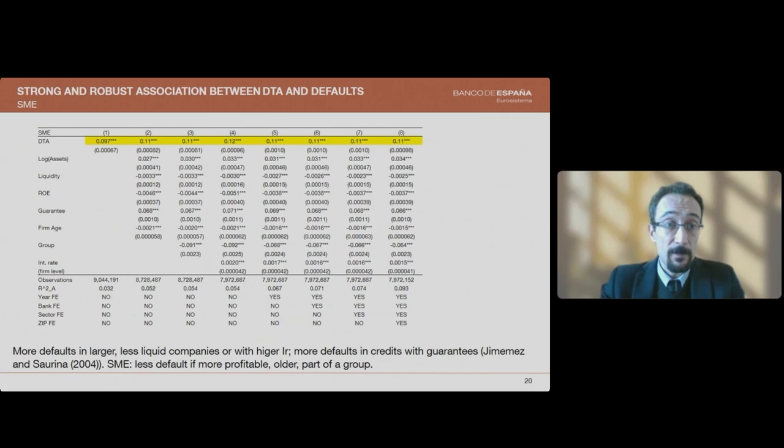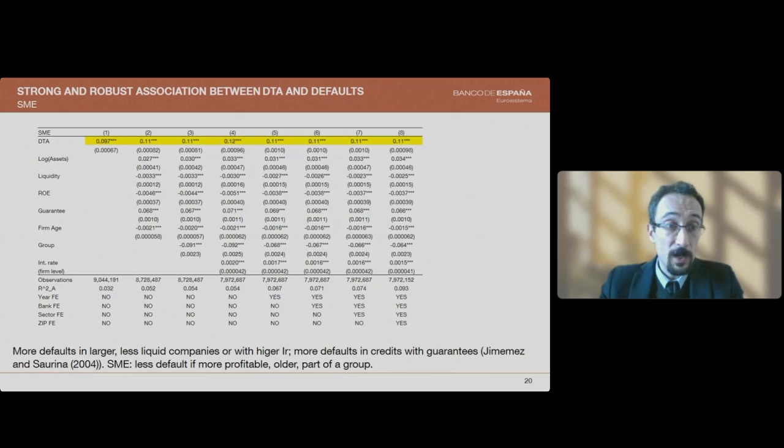Here we can see some of the main results, in this case for small and mid-sized enterprises and considering the debt to assets ratio. The first column is the regression without any control, and in the other columns, we include different controls as well as fixed effects. What we can see is a very substantial association between debt to assets and defaults. The coefficient is always very significant, very robust to the different controls, and very substantial. We should note that the average default is around 10%. So an increase of debt to assets from zero to one would lead to pretty much a doubling in the fraction of defaults.